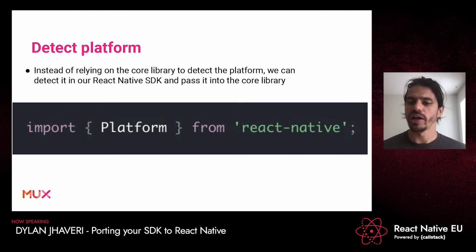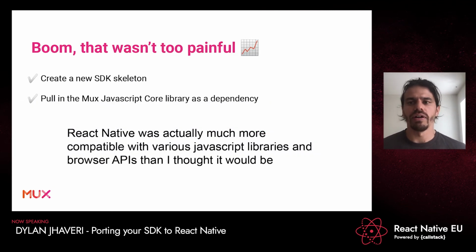There's this platform module you can import from React Native, and that allows us to detect what operating system, some version information. So I was able to pull that out and then use that instead of relying on the core library to automatically detect it with platform.js. So that was fairly easy. And in total, that was really all I had to deal with.